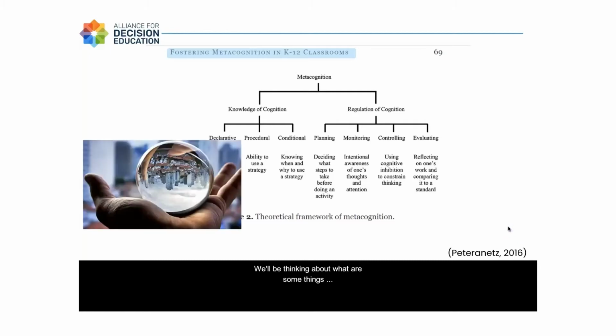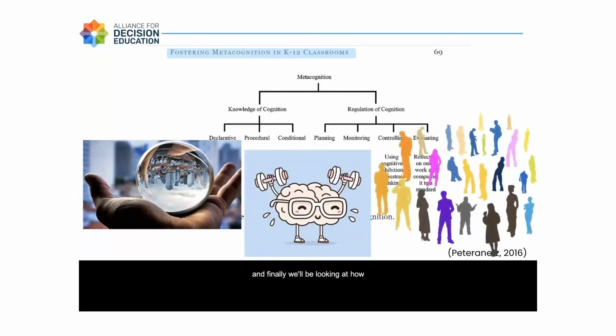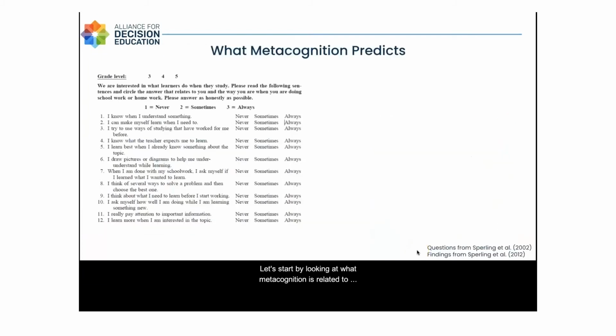We'll be thinking about what are some things metacognition predicts about a person. We'll be thinking about whether or not it can be trained, which is particularly relevant for those of you working directly with students. And finally, we'll be looking at how other individual differences or traits or other characteristics of people relate to metacognition. And of course, metacognition is in itself an individual difference, but we will be exploring how it relates to others as well. Let's start by looking at what metacognition is related to that we might care about.